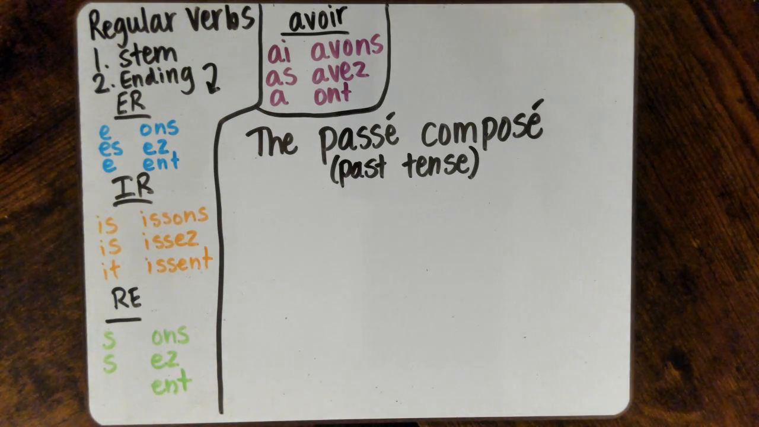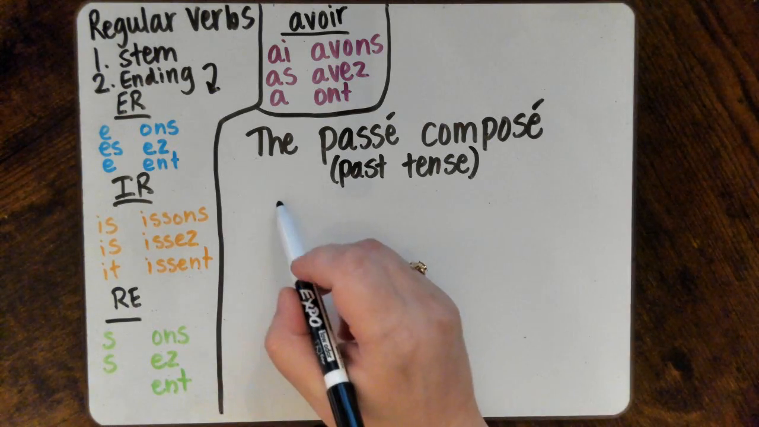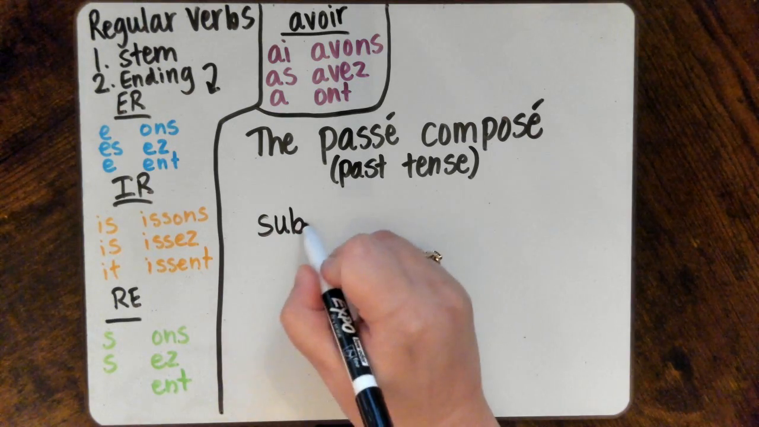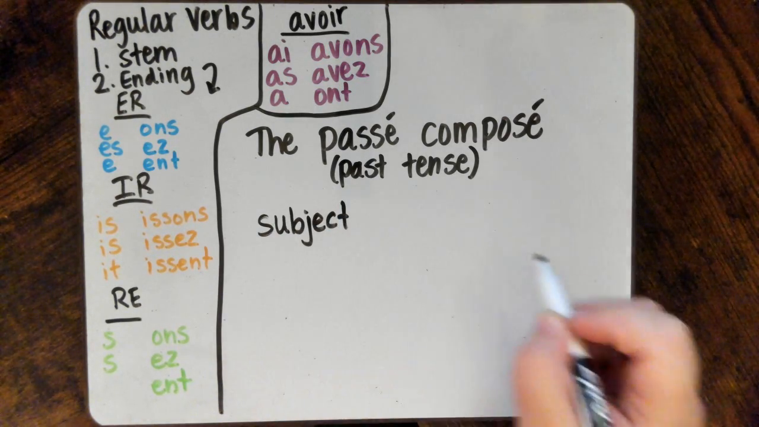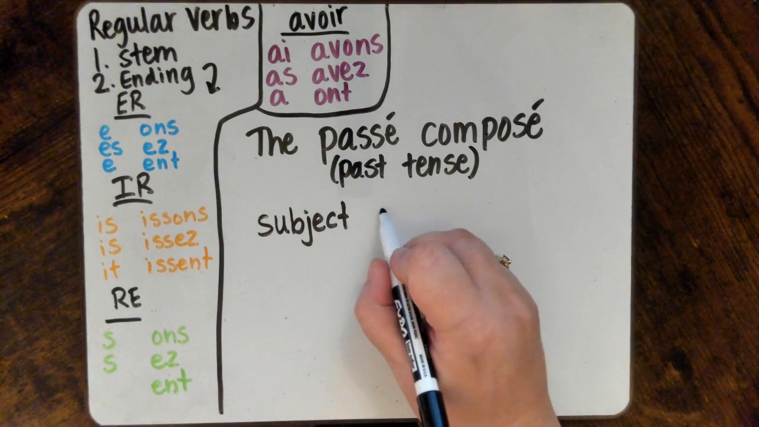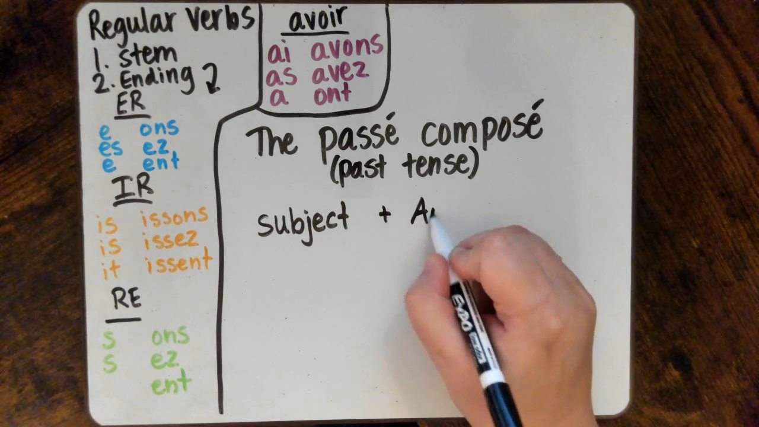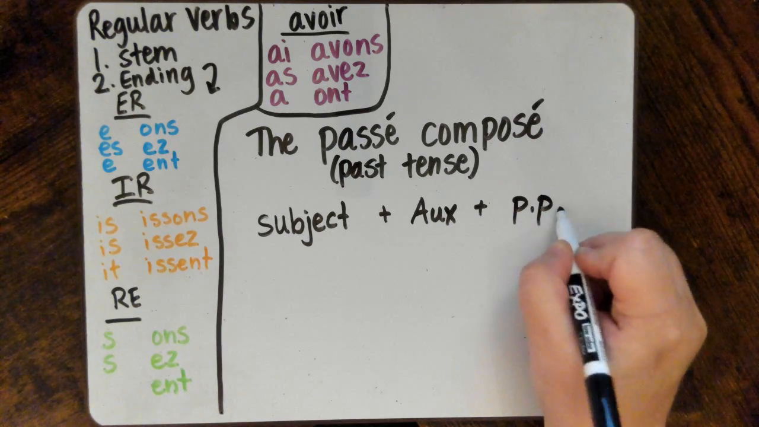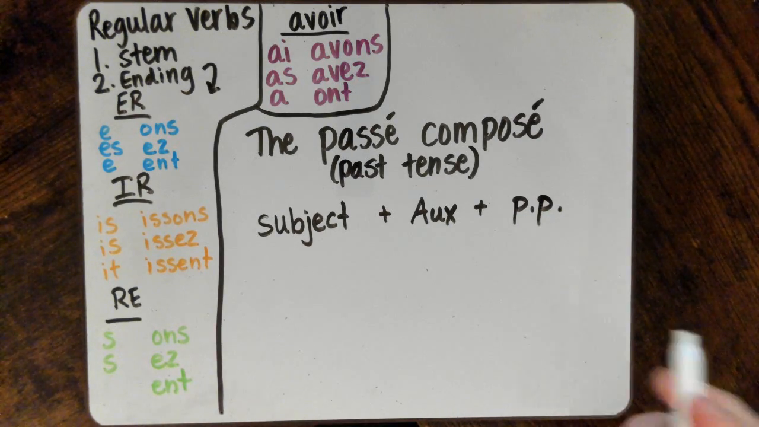Okay, for the Passé Composé, we're going to follow a pattern now. And like I've told you before, the key to conjugating verbs is following patterns. So to form the Passé Composé, we're going to have a subject, and then an auxiliary verb, and then a past participle. And I'm just abbreviating those because it's easier.